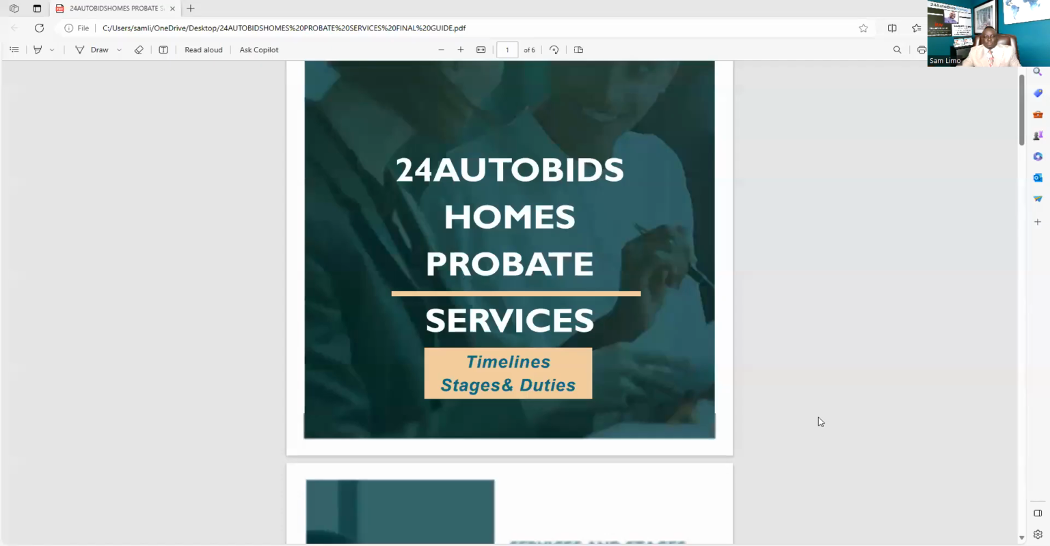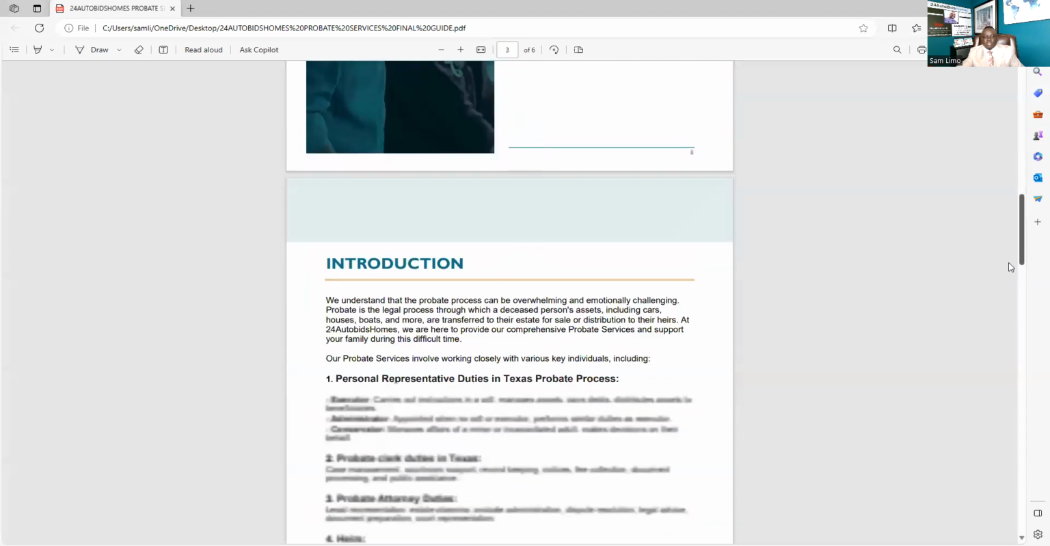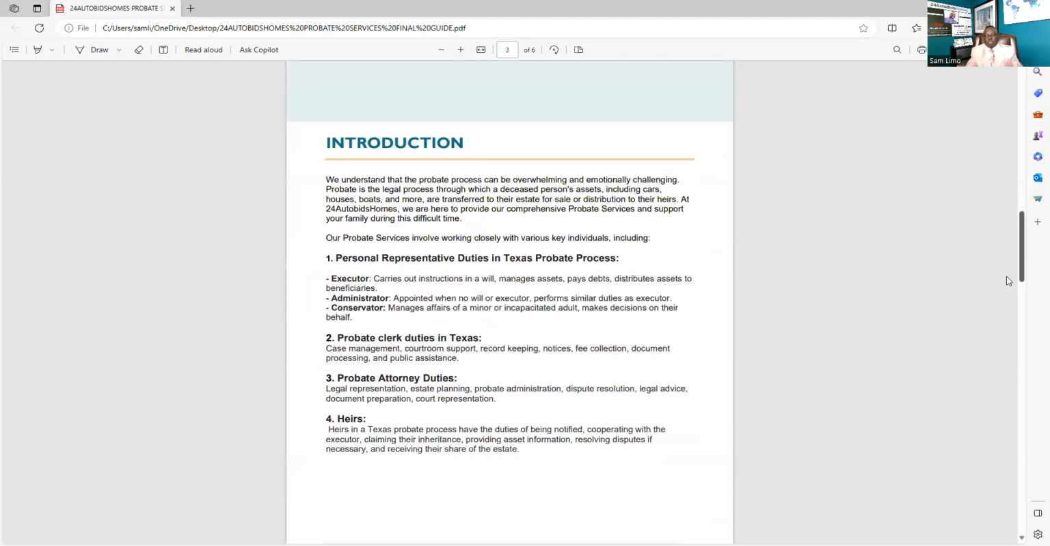All right, so we have our services broken into 3 stages, and I'm going to go over them individually, and we also have 4 people involved in this process. So we're going to start with what is probate? Probate is the legal process in which a deceased person's property is transferred into an estate with the intention of distributing it to the beneficiaries, settling all the debt, and also paying things like taxes. So this is a legal process and it involves 4 people.